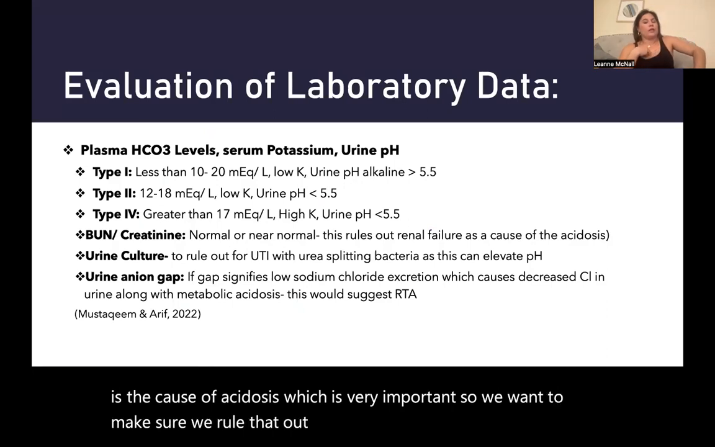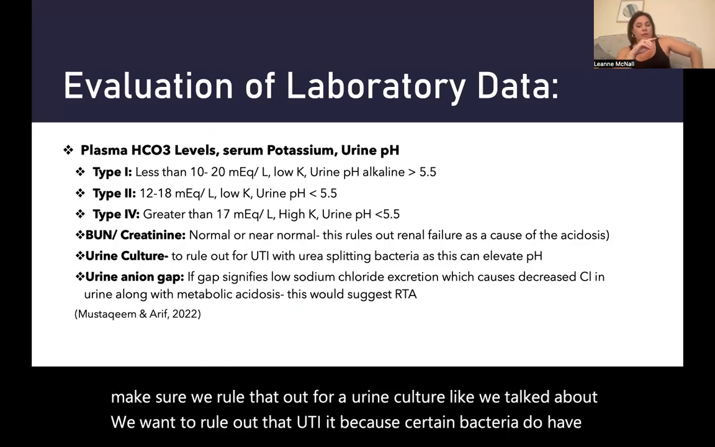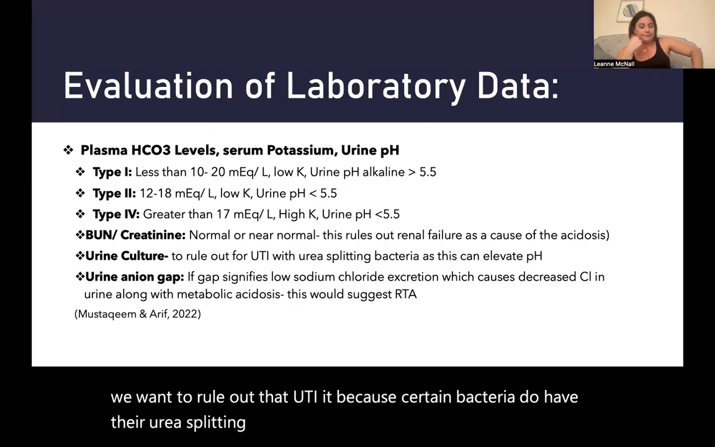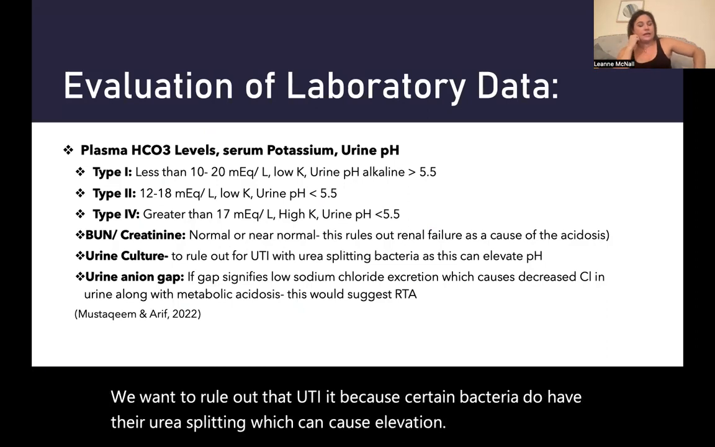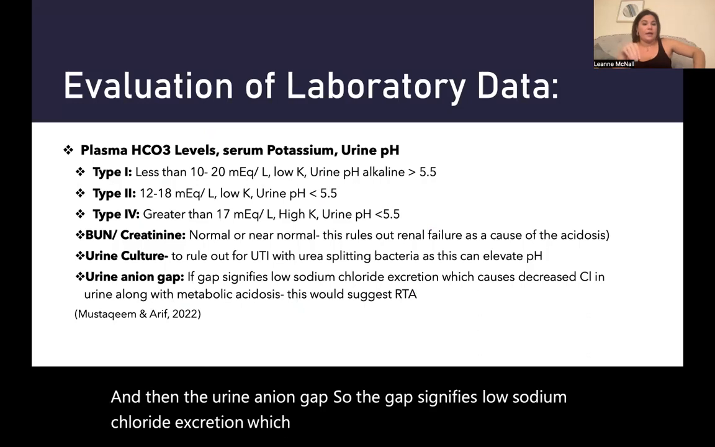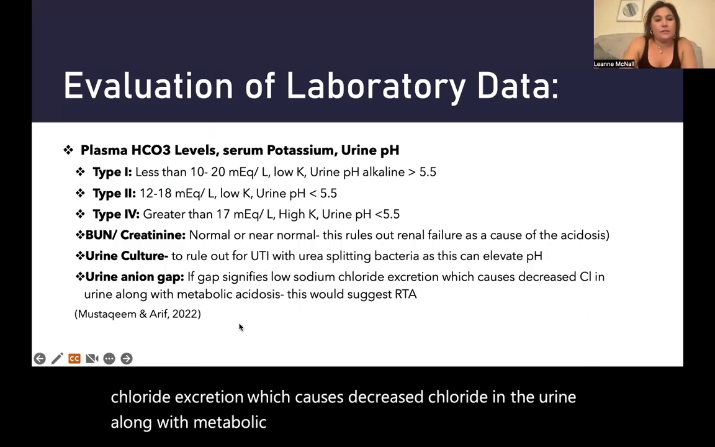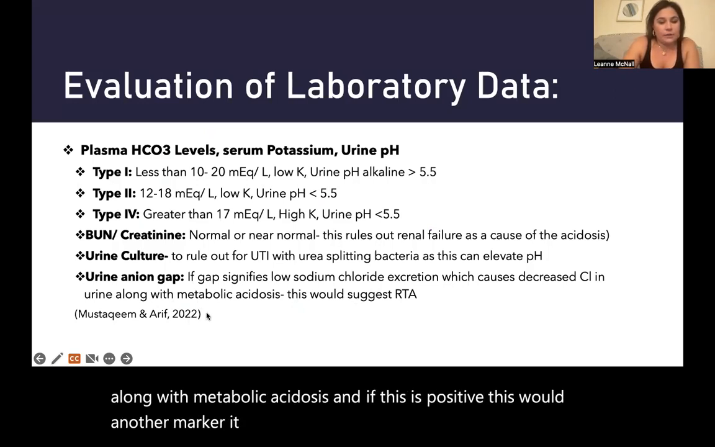For urine culture, like we talked about, we want to rule out a UTI because certain bacteria are urea splitting, which can cause elevation. And then the urine anion gap. The gap signifies low sodium chloride excretion, which causes decreased chloride in the urine along with metabolic acidosis. And if this is positive, this would be another marker that would suggest RTA.